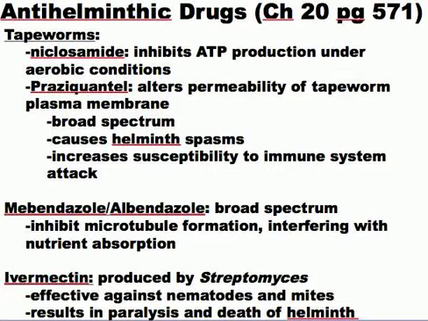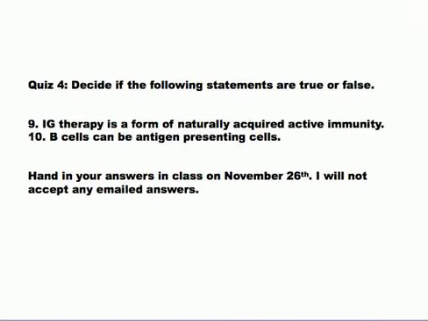So that brings us to quiz 4, the end of quiz 4, I should say. So here's questions 9 and 10. IG therapy is a form of naturally acquired active immunity. Decide if that statement is true or false. Write it down. And question 10 for quiz 4. B cells can be antigen presenting cells. Decide if that statement is true or false.